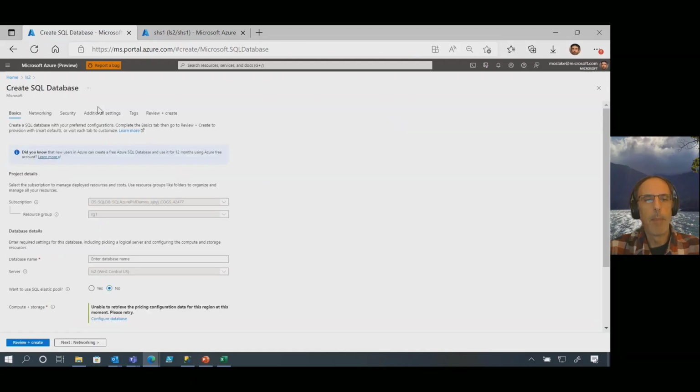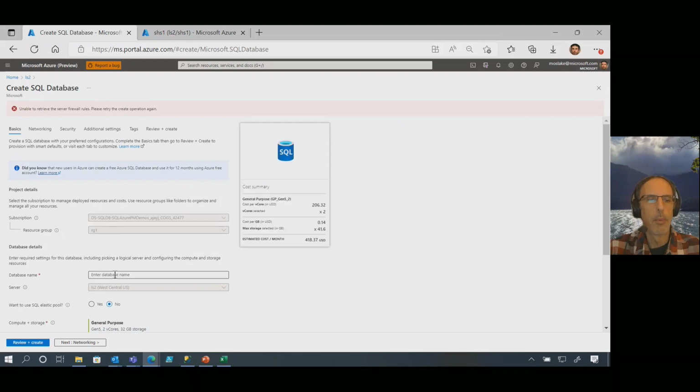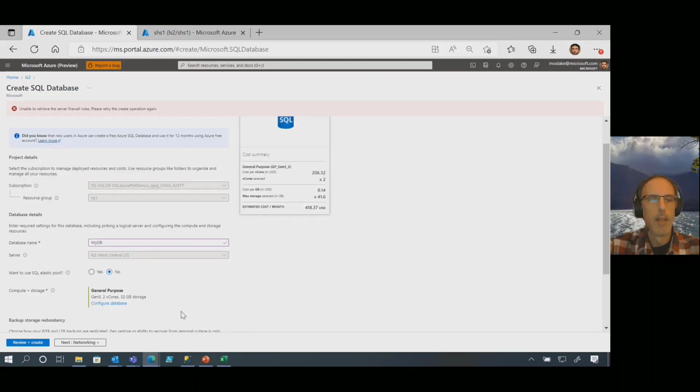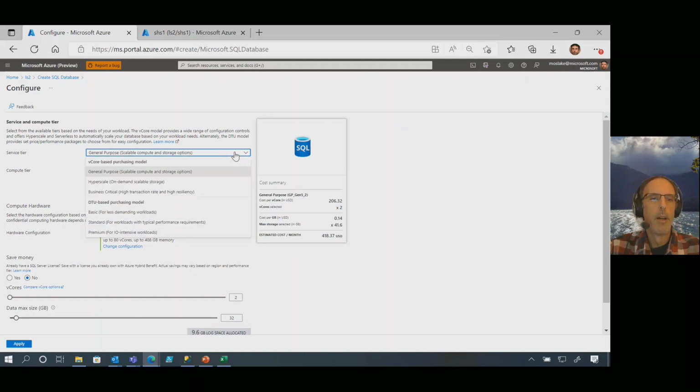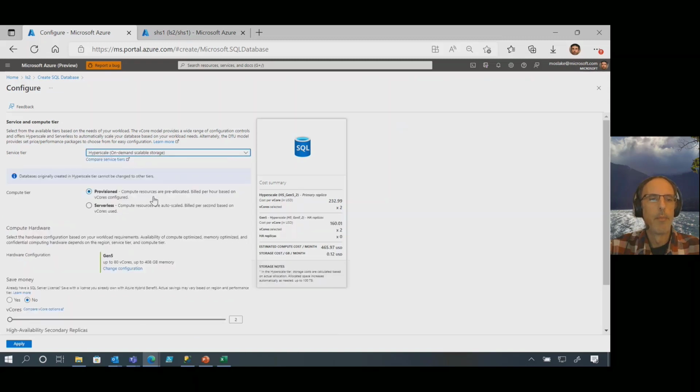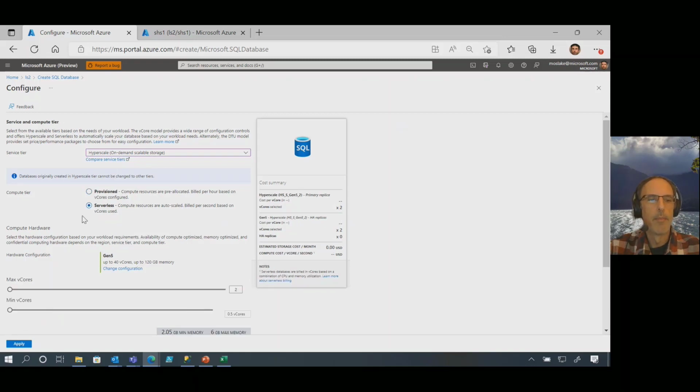This will bring up a page in the workflow that's largely pre-filled with database metadata. I just need to provide the database name. Let's call it MyDB. And then rather than accepting the configuration defaults, let me click Configure Database so that I can choose serverless either in the general purpose tier or in hyperscale. Once I've made that service tier selection, I identify the compute tier as serverless.